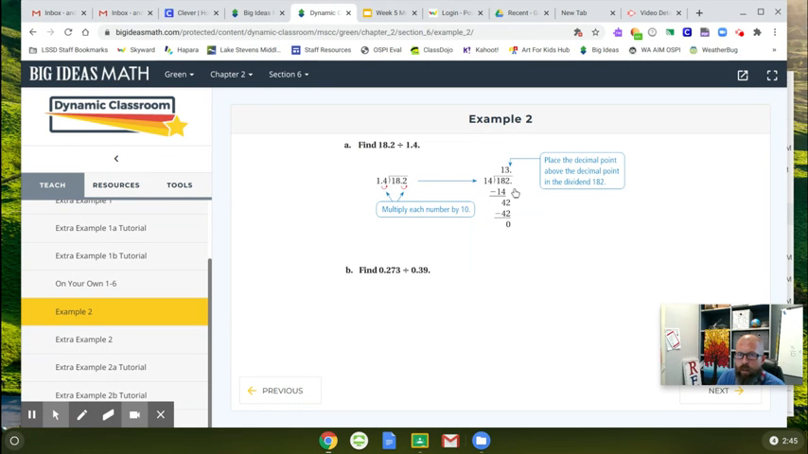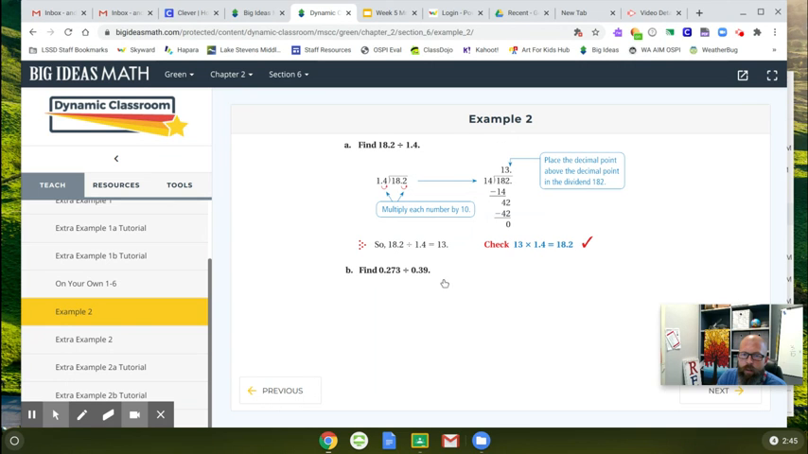So now it should look like 182 divided by 14. And you will get the same answer either way. So then you just place the decimal point above, like you did last time, right here. And you divide like you normally would. 14 goes into 18 once, minus 14, subtract, bring down your 2, and it goes into 42 3 times, and you're done.